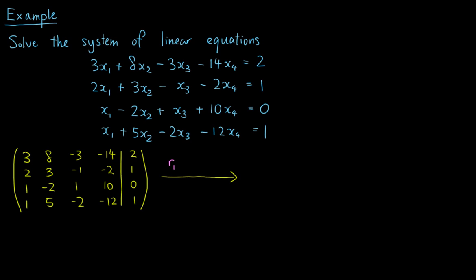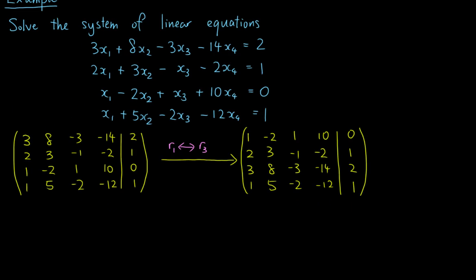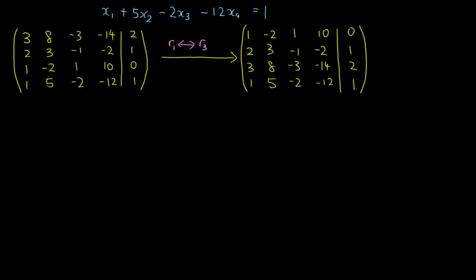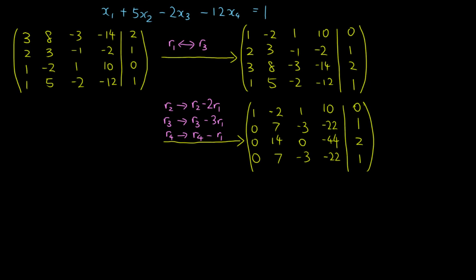So let's say I swap row 1 and row 3. We get this augmented matrix. Now we change all the entries below the leading one to 0. Depending on the leading entries of the rows, we subtract different multiples of the first row from the other rows. For row 2, the leading entry is 2, so we subtract 2 times row 1 from row 2. The leading entry of row 3 is 3, so we subtract 3 times row 1 from row 3. The leading entry in row 4 is 1, so we subtract 1 times row 1 from row 4. We get this augmented matrix.